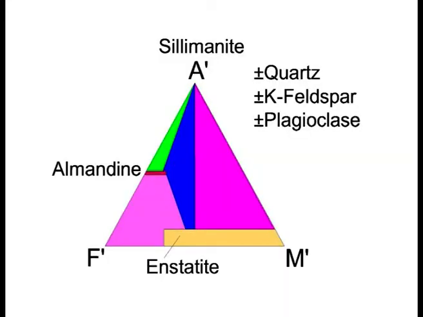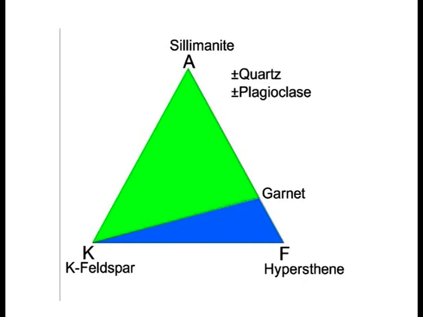The fourth assemblage is sillimanite plus or minus hypersthene plus or minus potash feldspar plus or minus plagioclase plus or minus quartz, also known as sillimanite hypersthene gneiss. The fifth assemblage is hypersthene plus or minus cordierite, potash feldspar, plagioclase, quartz, which is garnet free charnockite.